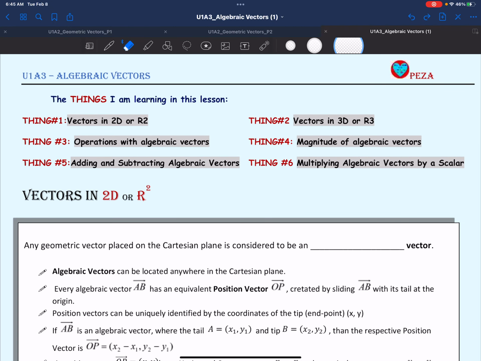Hello and welcome. In this lesson, we'll learn about algebraic vectors. We'll answer questions such as, what are algebraic vectors? Why do we have to study them? And then we'll look into algebraic vectors in both 2D and 3D, which we also call R2 and R3. And we're going to take a look at how to operate with algebraic vectors, like find the magnitude, add and subtract algebraic vectors, and then multiply them by a scalar.